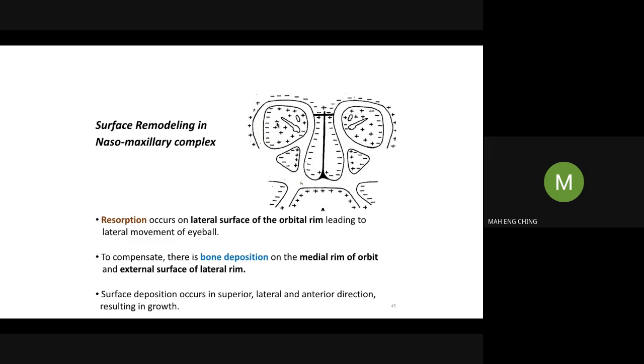So when the eyeball grows a bit bigger and goes a bit wider, deposition and resorption must happen at the same time. That's how the face will grow bigger sideways. So surface deposition occurs in the superior, lateral, and anterior directions, resulting in growth.